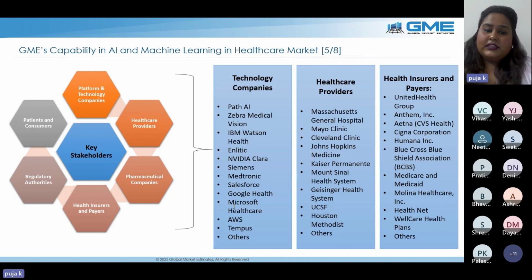Lastly, I'll talk about the insurance companies because they also play a major role in affecting the entire market's revenue because of how AI and ML are integrated in the healthcare system. They also impact the cost and the patient's healthcare outcomes. So, hence, insurance companies also play a significant role in the entire system.